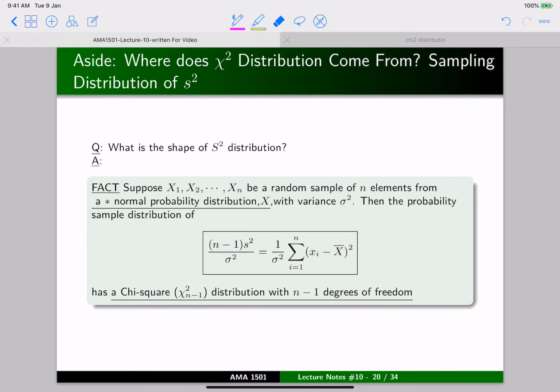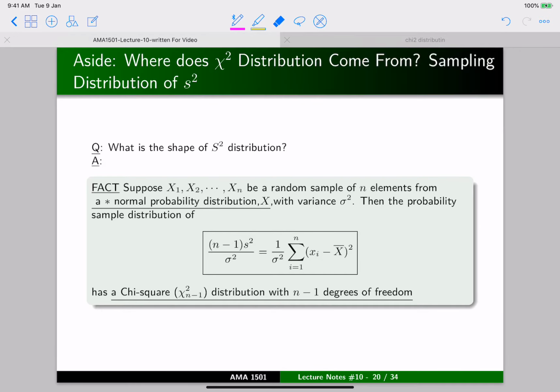Just like the sample mean distribution follows a normal distribution, and the sample proportion distribution follows a normal distribution by the central limit theorem, similarly, you can define a sampling distribution of the variance, and it actually follows a chi-square distribution with n minus 1 degrees of freedom.